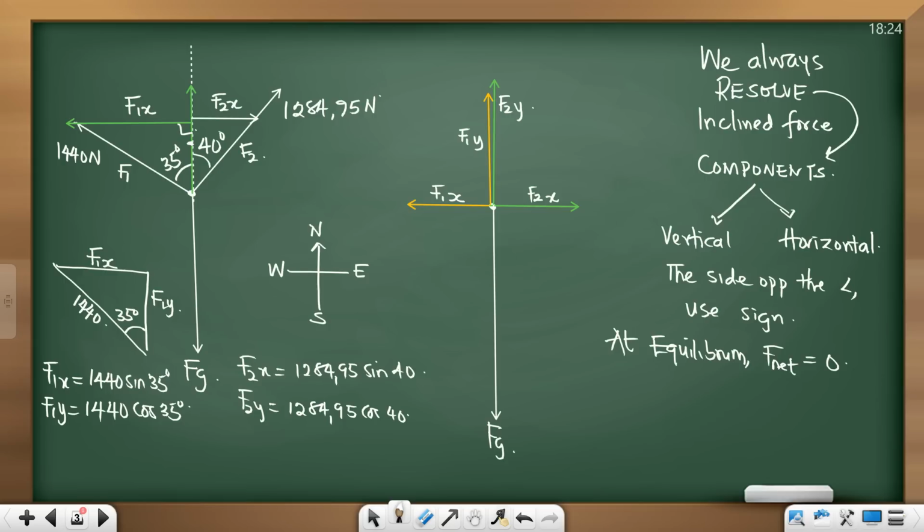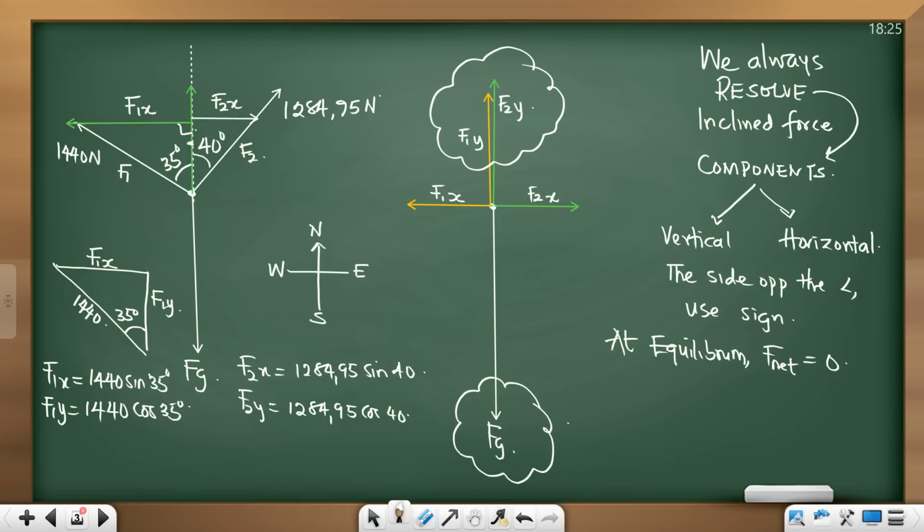And what do we mean? All the vertical forces added together must give you 0. All the horizontal forces added together must give you what? 0. Now, how many forces are pointing upwards? 2 of them. How many pointing downward? 1. It means these 2 pointing up must be equal to the 1 pointing what? Down. Because the object is at equilibrium.